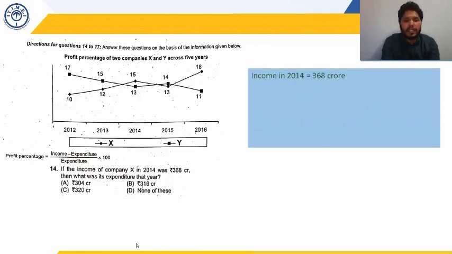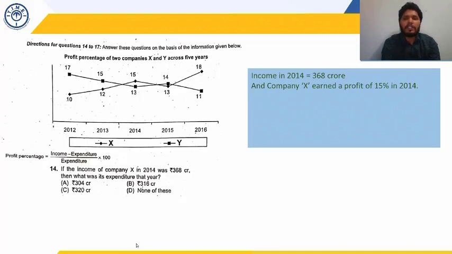So it is given that income in 2014 is 368 crores, and from the line chart we can see the profit percentage of company X in 2014 is 15%. And from the additional information, profit percentage is income minus expenditure, which is profit, divided by expenditure into 100%. So profit percentage is calculated on the base of expenditure.